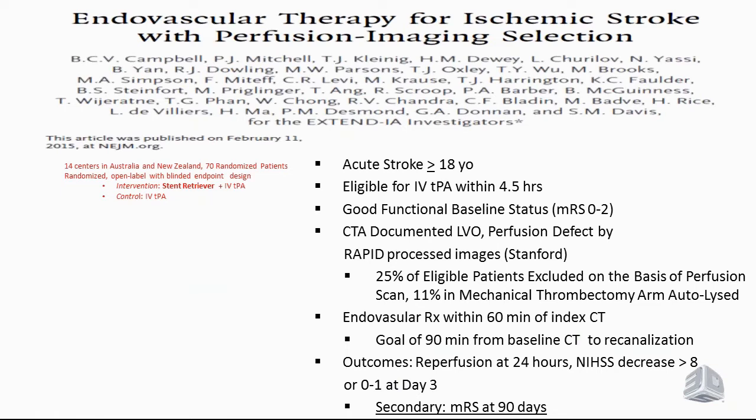This was performed in Australia, in New Zealand. Much smaller study, 70 randomized patients, stent retriever plus IV TPA versus IV TPA alone. Now the one thing to notice about the Extend-IA trial is that their primary endpoint was not the Rankin score. Their primary endpoint was a drop in the NIH stroke score by 8 points in the first 24 hours after reperfusion, or to 0 or 1 by day 3. And my personal comment is that that is a whopping drop, a big drop in NIH stroke score, and I would presume that that would be a pretty high bar to meet.